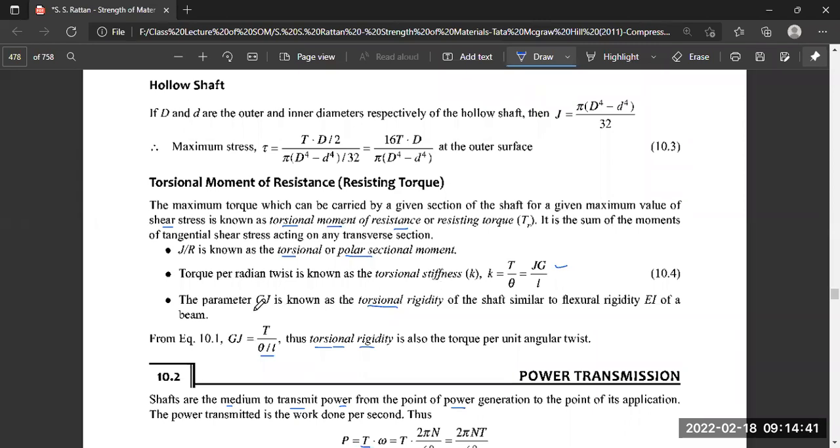Next, another factor G J is defined as the torsional rigidity of the shaft, similar to the flexural rigidity. So G into J is the torsional rigidity of the shaft. So G into J is equal to T divided by theta by L. Thus, torsional rigidity is also the torque per unit angular twist.